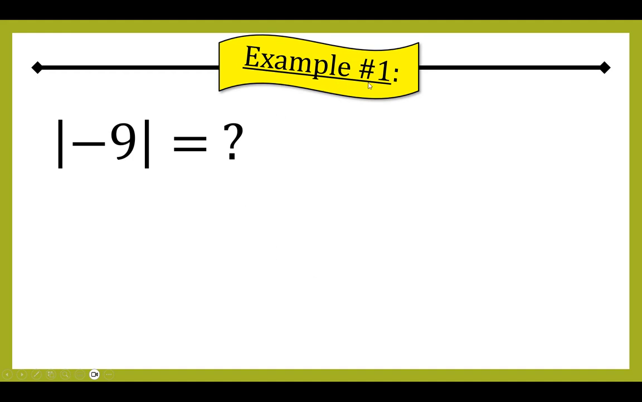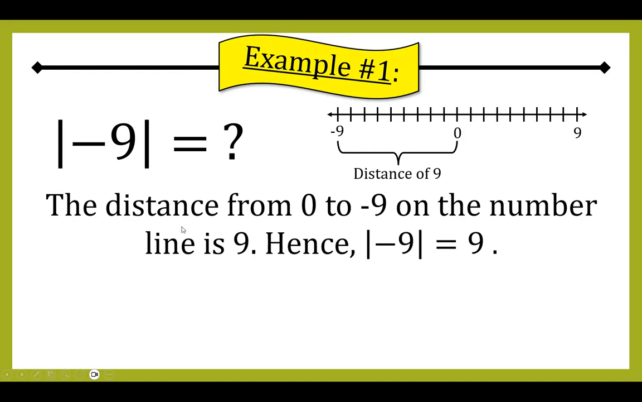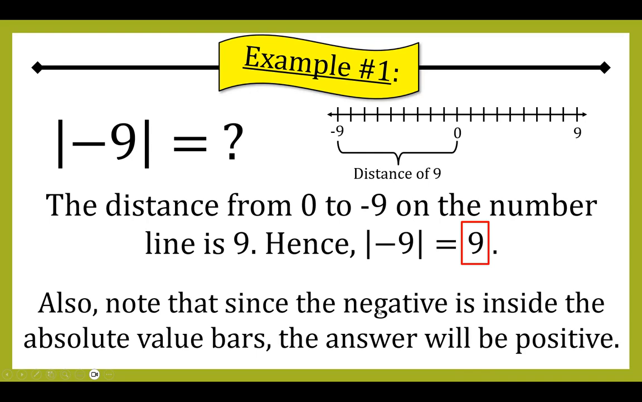Okay, let's look at a first example. I have two examples, and this first one is the absolute value of -9. So if I look at a number line, I am looking at what is the distance from 0 to -9 on the number line. Well, I have a distance of 9. So the distance from 0 to -9 on the number line is 9. Hence, the absolute value of -9 equals 9. And also, again, note that since the negative is inside the absolute value bars, the answer will be positive. So again, it's inside the absolute value bars.